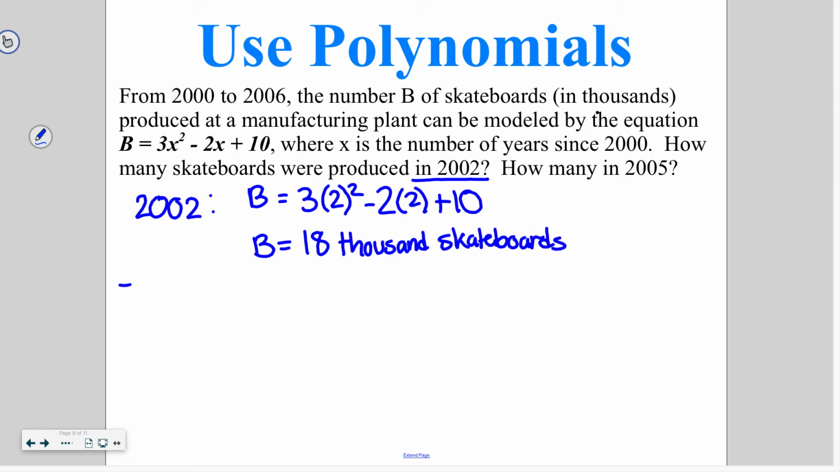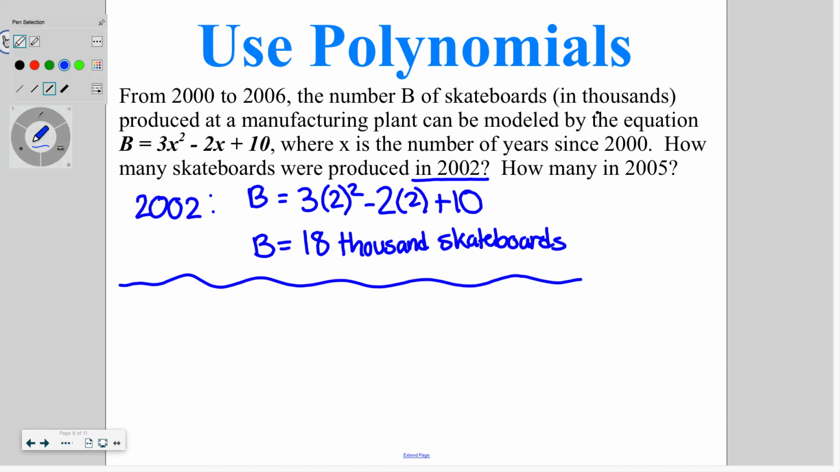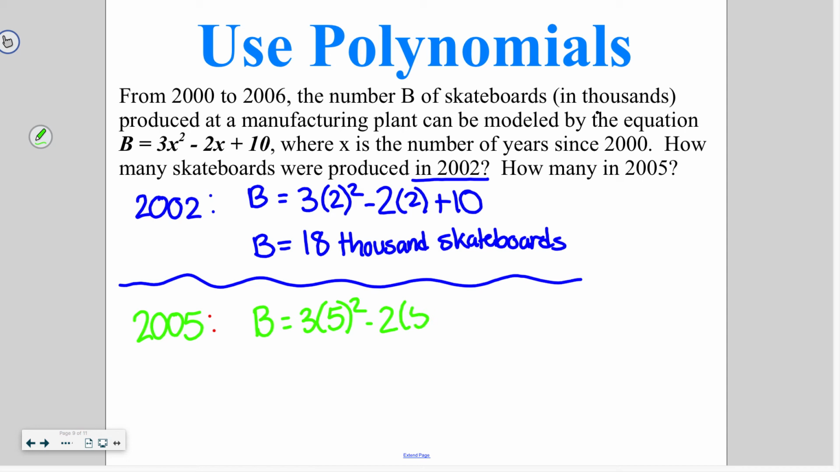Our next question was looking at 2005, so that is 5 years after 2000, so a similar type of expression. But instead of plugging in 2, we are going to plug in 5. And that is going to give us an answer of 75,000 skateboards. You can plug this all into your calculator at once, making sure that you are being careful about parentheses and or your multiplication symbols.